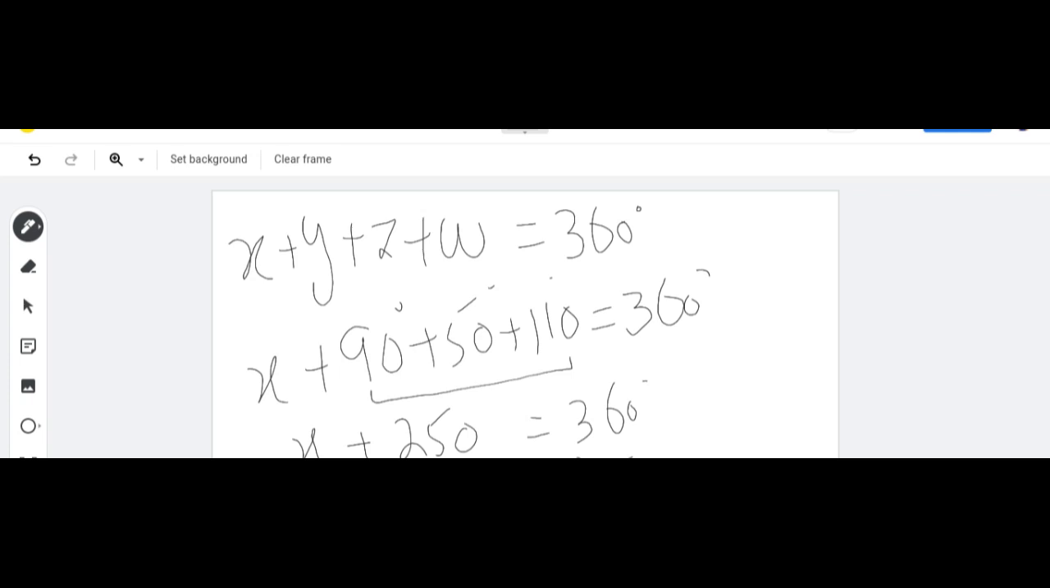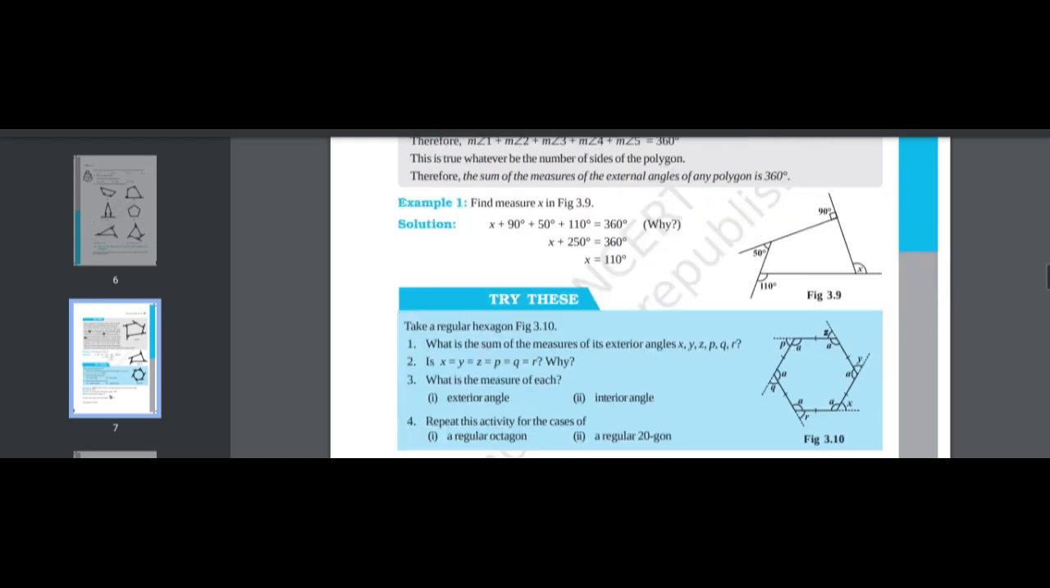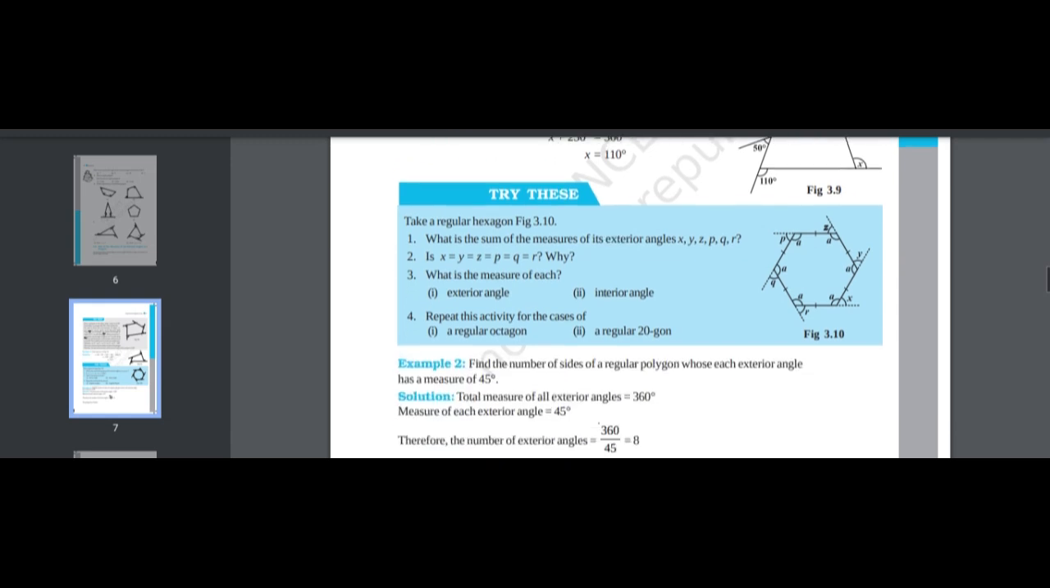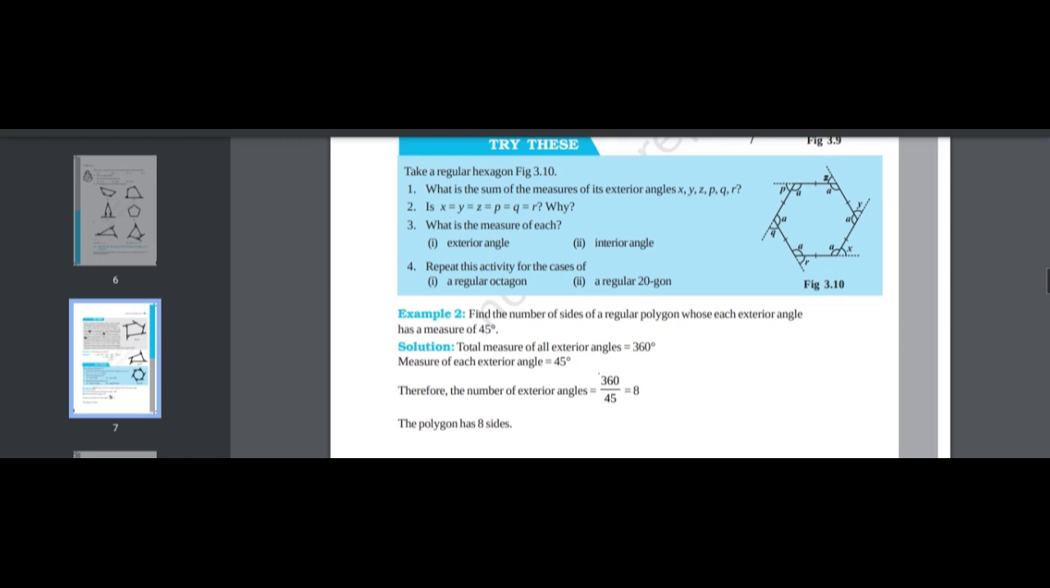I hope you understood. Yes. Good. Do you do this blue box? Try this at your school. Now we have to move to example number 2.